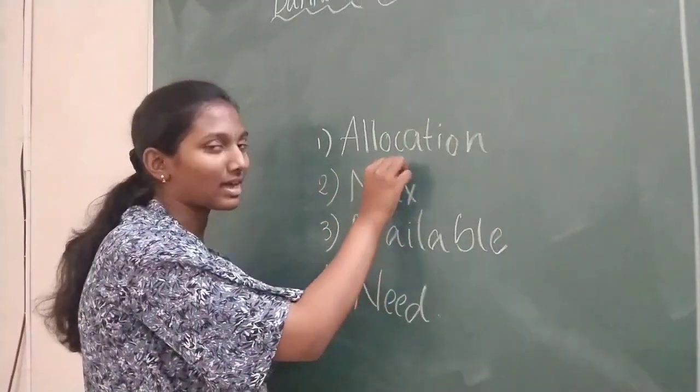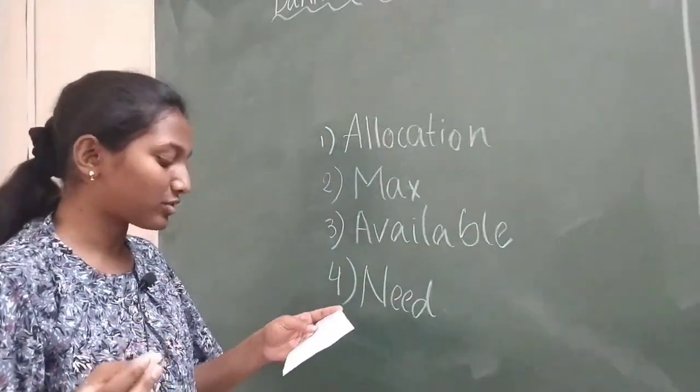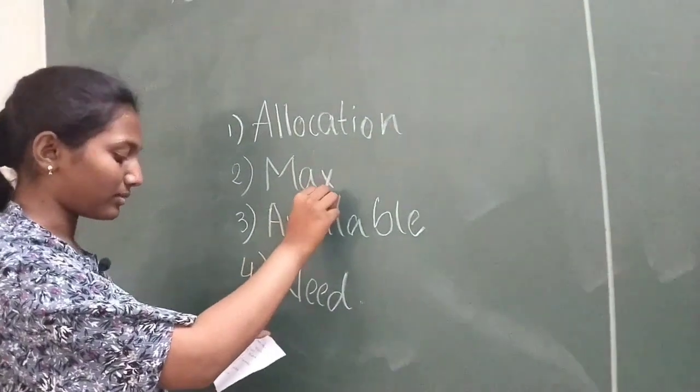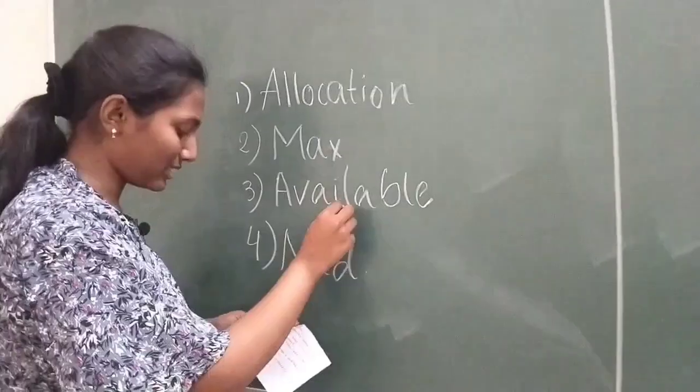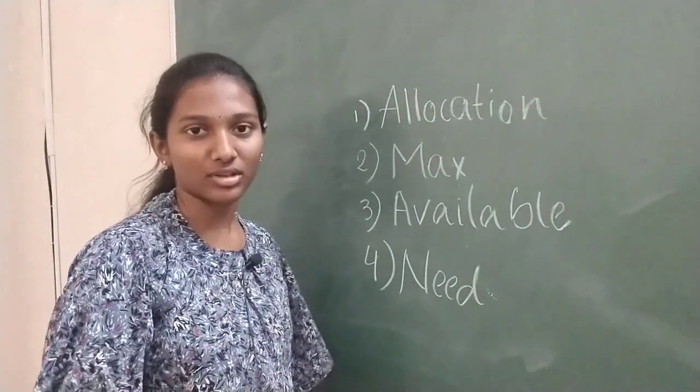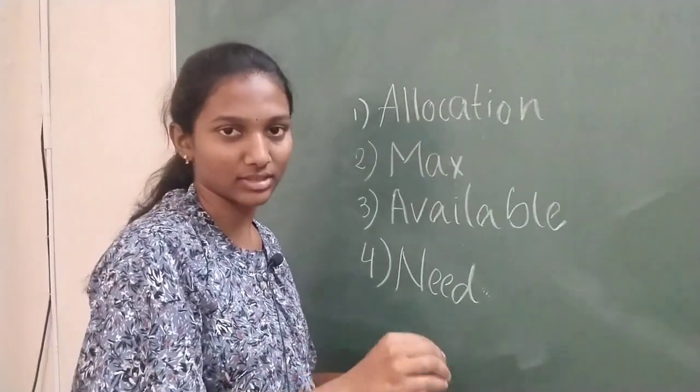There are 4 variables: allocation, which is each instance of resources currently held by the system, and max, which is the instance currently requested. Available is the instance of each resource available in the system. Need is how many resources we want to allocate in the system.